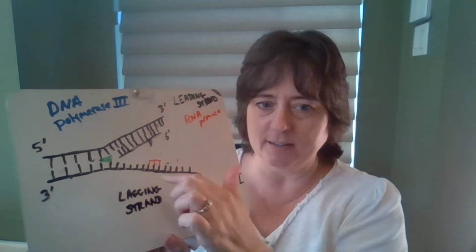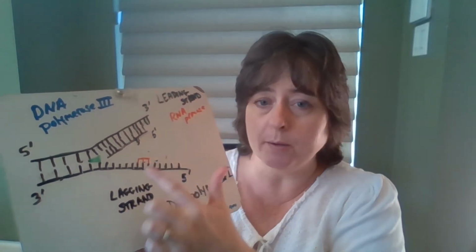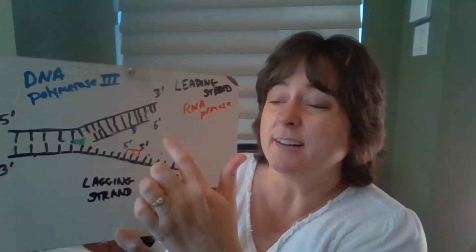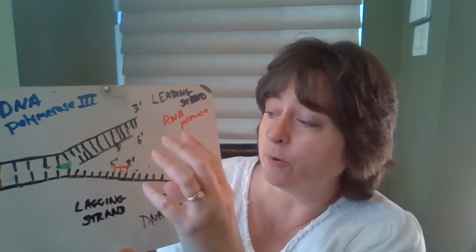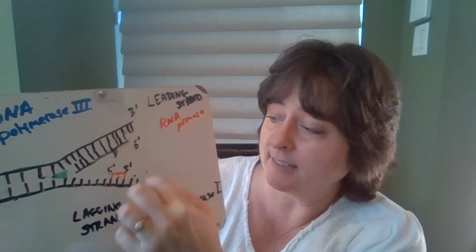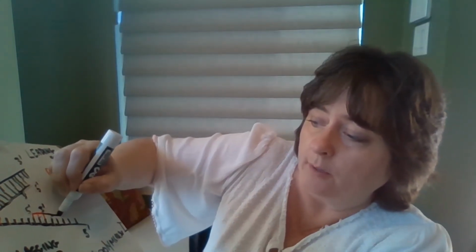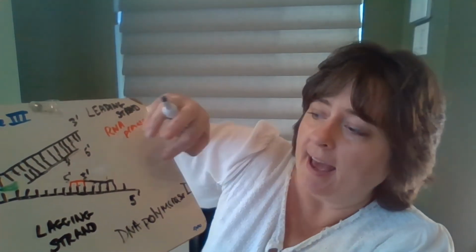What's he looking for? He's looking for double-stranded followed by single-stranded. He's looking for that 3' hydroxyl. So let's find our 3' hydroxyl on my RNA primer. So I have 5' here, 3' here. So that means I have 5' here, 3' here. So where's my 3' hydroxyl? Right here. So DNA polymerase 3 is going to come in and he's going to add in nucleotides starting at that 3' hydroxyl, right? And he will continue adding in nucleotides.